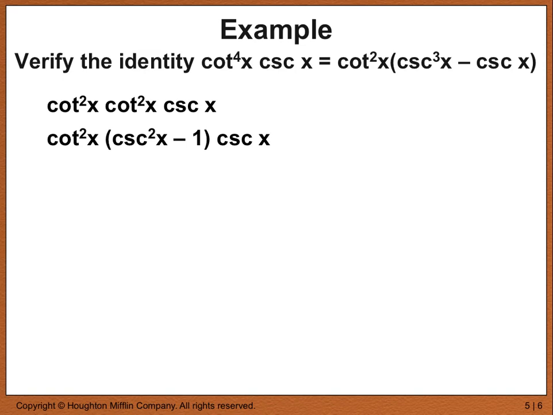The next step is that we can distribute those last two terms, and we end up with cotangent squared x times cosecant cubed x minus cosecant x. We simply distributed, with that parentheses, we distributed the cosecant x to end up with the right-hand side of the original identity.